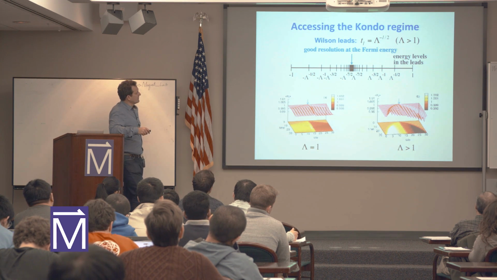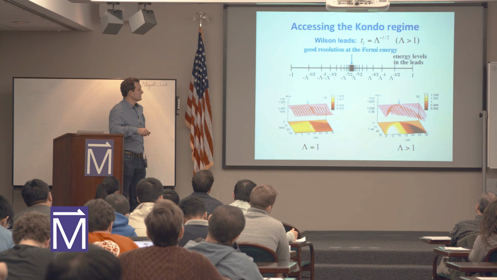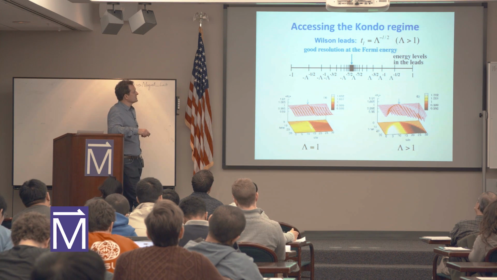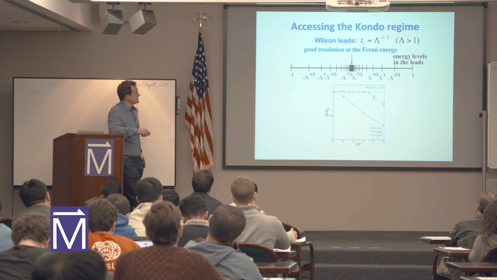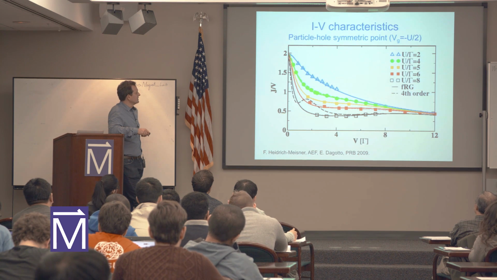This is what I refer to as Wilson leads. Basically, what you're doing is you're changing the hopping as you move away from the impurity. This is a trick that we use to improve convergence and get rid of finite size effects. But skip this. Another comparison with Bethe-Ansatz.